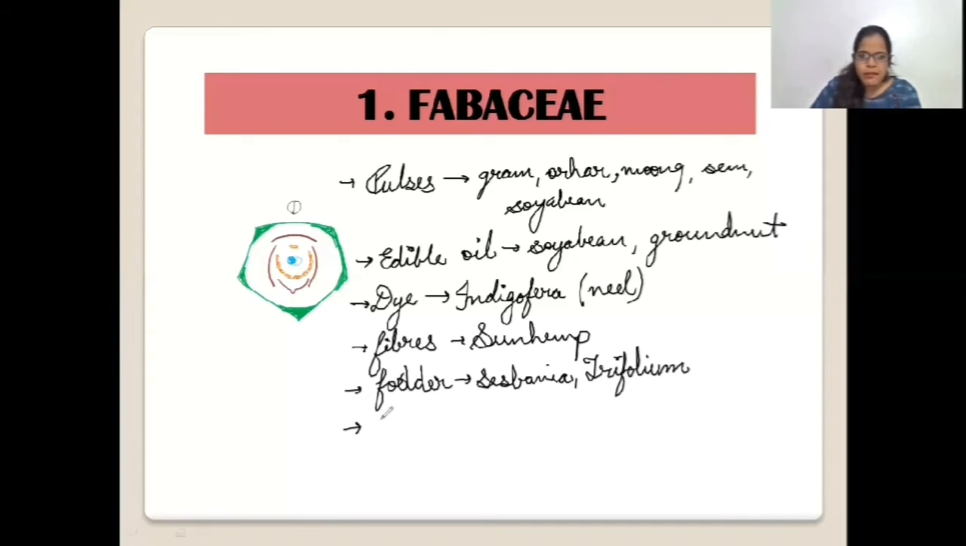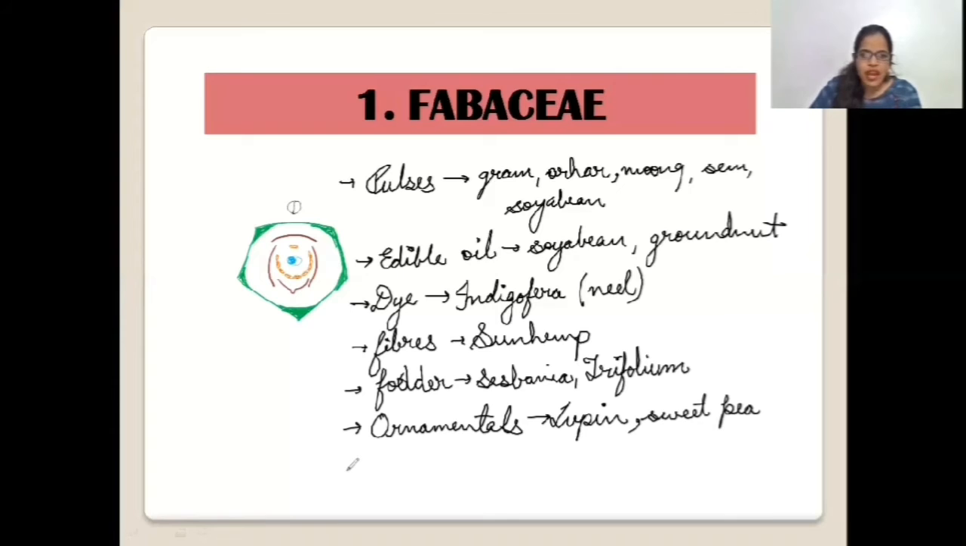Then ornamentals means the plants which are used for decoration. Ornamental means not our decoration, but home or garden decoration. And 2 examples are there. One is lupin. It has beautiful flowers. And another one is sweet pea. Sweet pea is not eaten. The one we eat is garden pea.